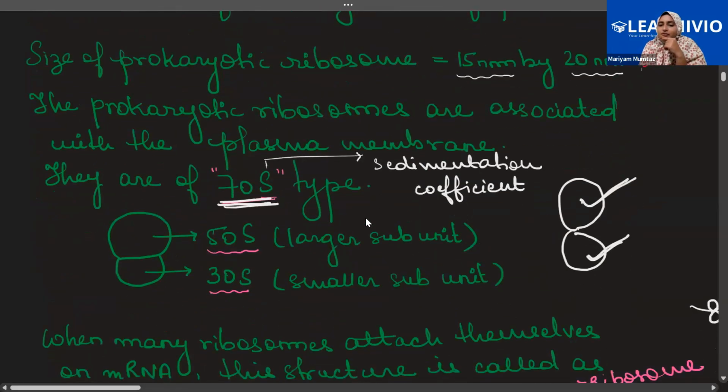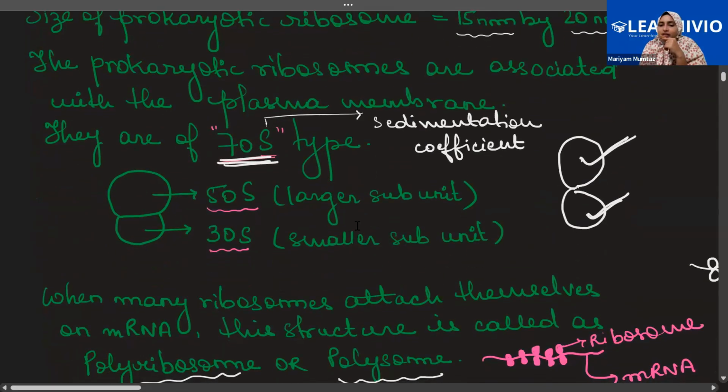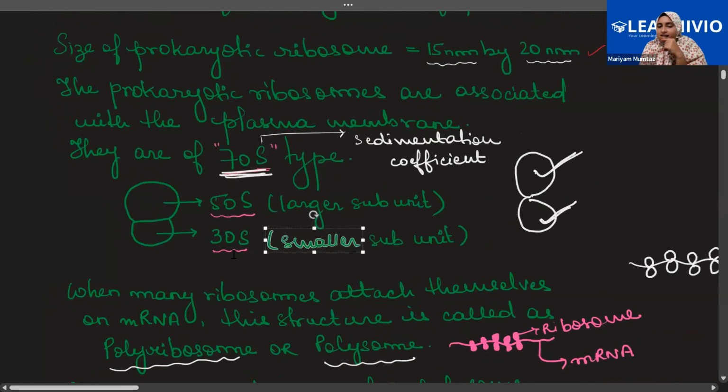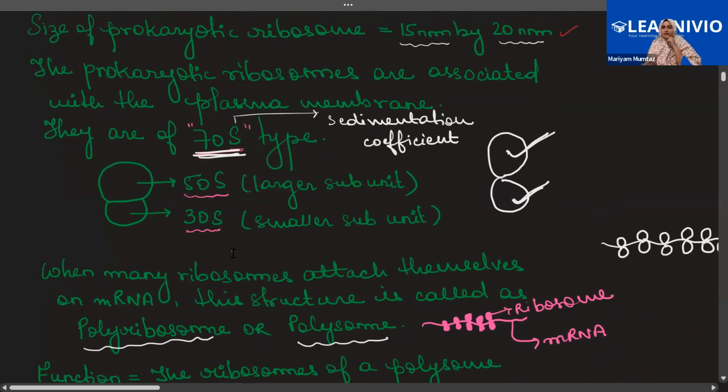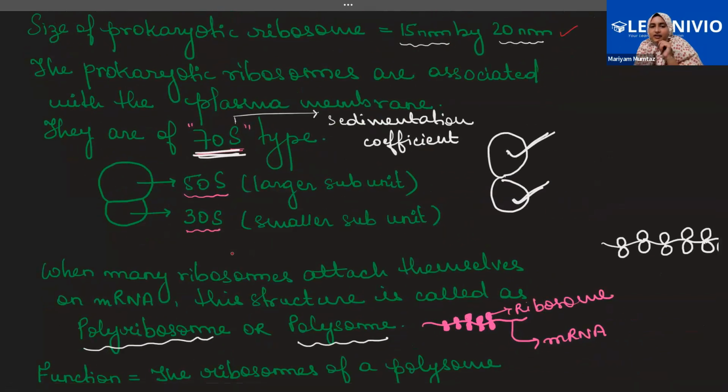Now the type of ribosome present in the prokaryotes is called the 70S kind. In us, we have the 80S type of ribosome, and this S here is the sedimentation coefficient. It is the degree by which the ribosomes were studied at that point of time. So they are of 70S type.